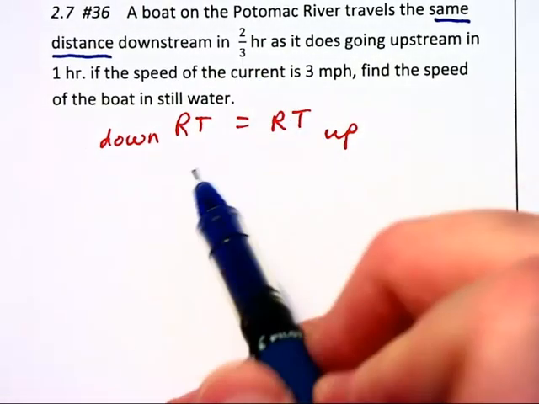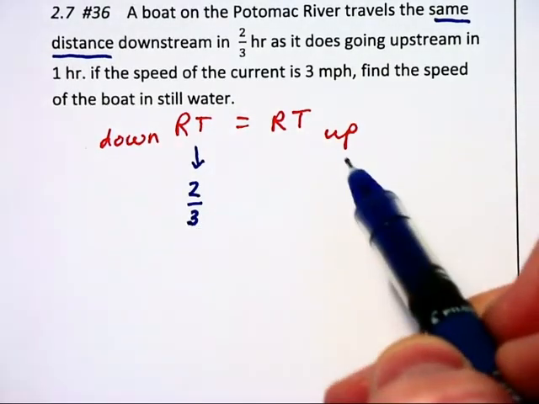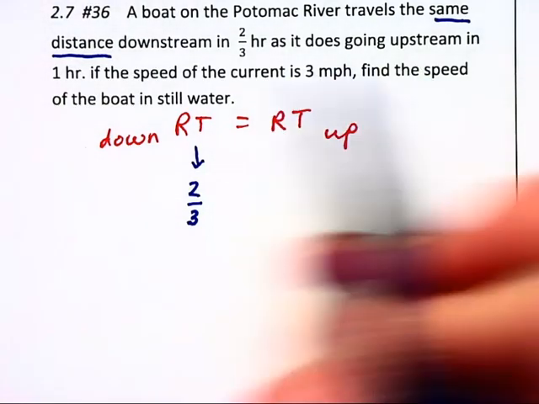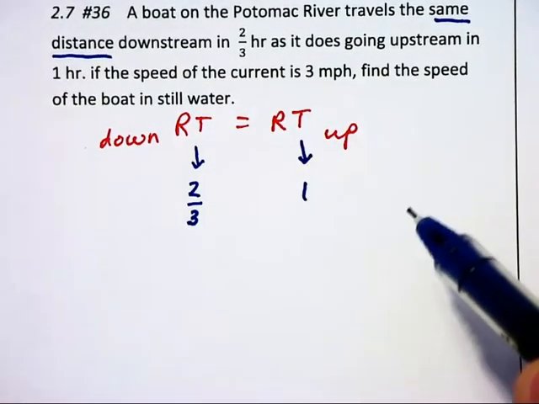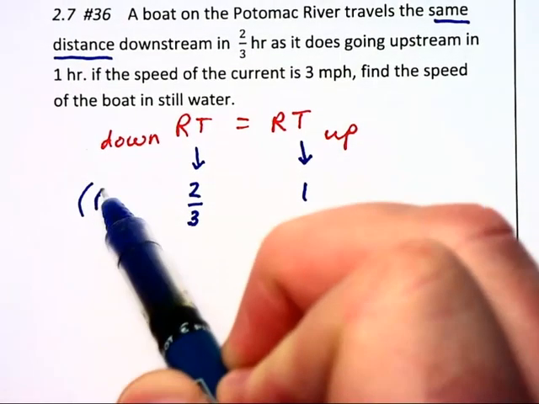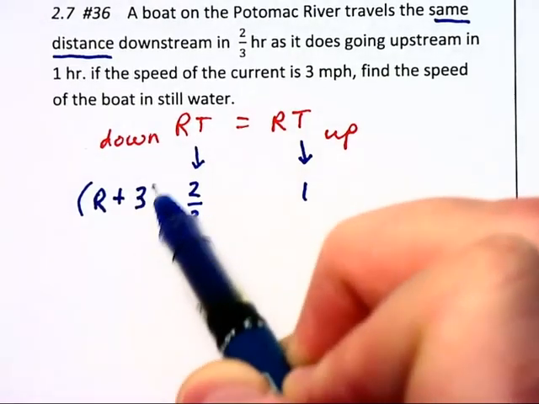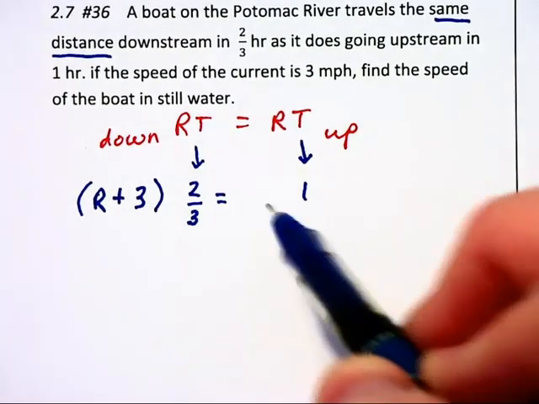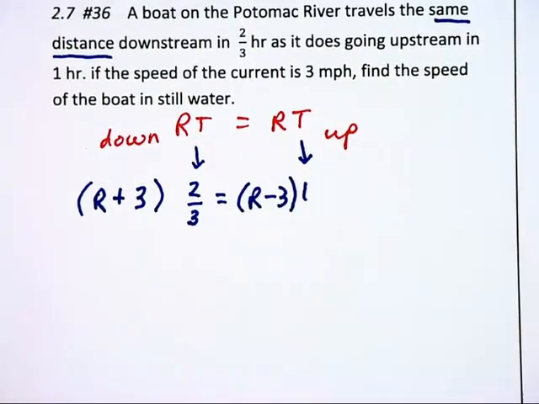2/3 hours downstream. That is a time which is going to be 2/3. And it will take 1 hour going upstream, so we have a 1 right there. Downstream you're going to have R plus 3 for the boat, because you get that extra boost from the river. Going upstream, however, the river is working against the boat, so we're going to have R minus 3 as the rate.